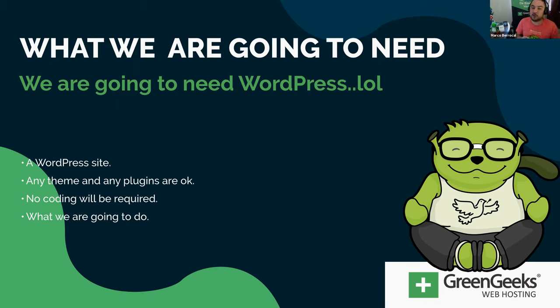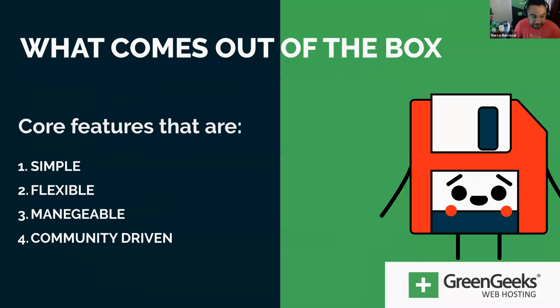So I'm going to give you a quick approach on how I would do this, and how I'm going to use WordPress as a content management system to accommodate what I define as far as content is concerned, okay? So what comes out of the box? What does WordPress have out of the box?